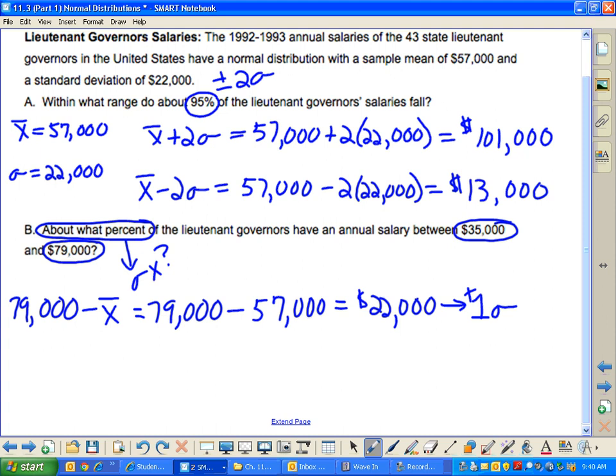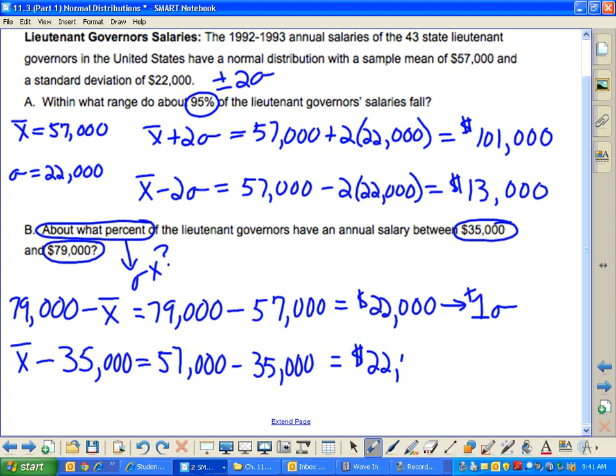And then I need to figure out how $35,000 is different from the mean. Anytime you ask that question, you're determining a number of standard deviations. So this time I take my mean and subtract $35,000. If I do $57,000 and determine how that's different from $35,000, I notice once again I'm off by $22,000. So that's one standard deviation below the mean. So we've answered our question from the beginning.